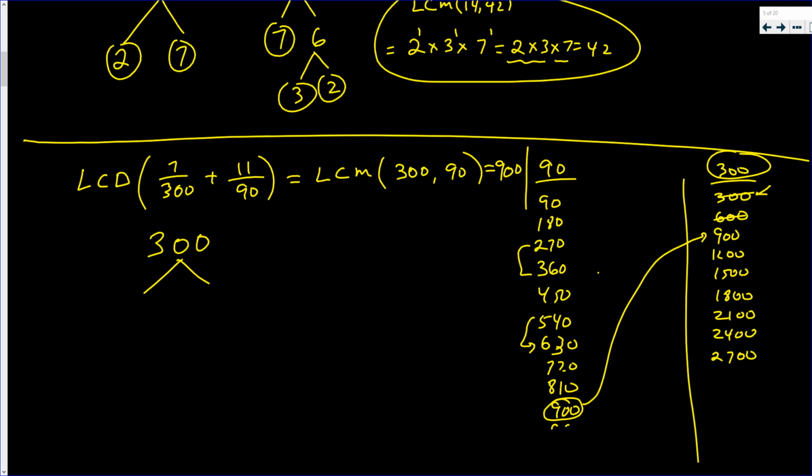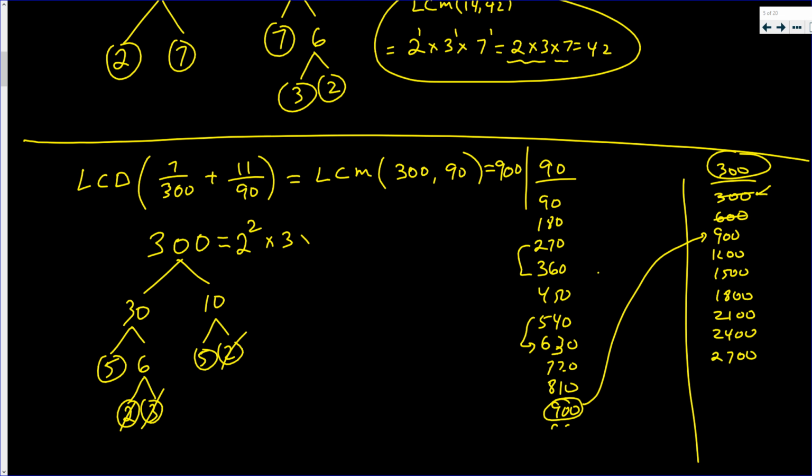300, you know, it's 100 times 3. It's 60 times 5, 10 times 30, 30 times 10, whatever. 30, you can say is 5 times 6, 10 times 3, whatever you like. 5 is prime, 6 is not. It's 2 times 3. 10 is not prime, it's 5 times 2. Okay, so 300 is 2 squared, because I had two 2's, times the one 3, times the two 5's.